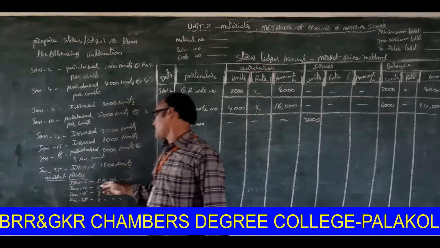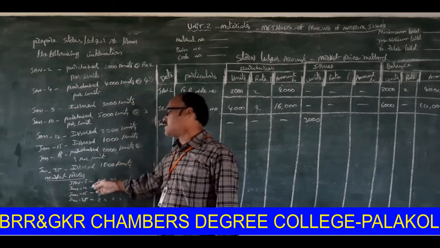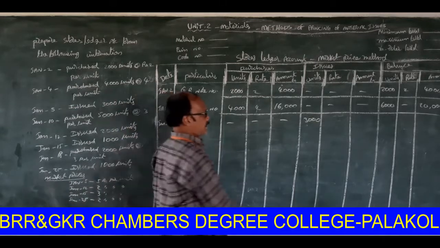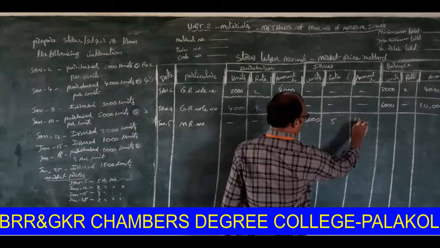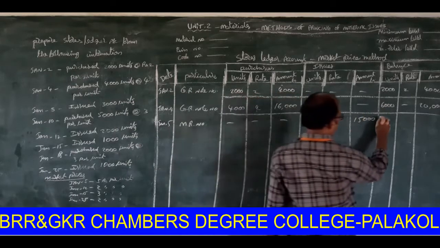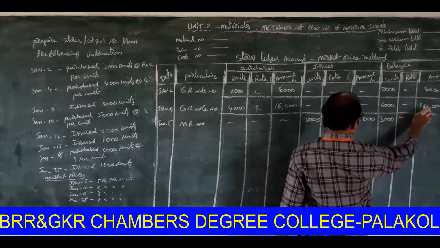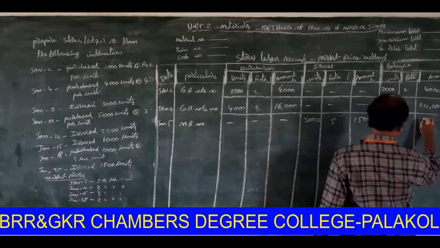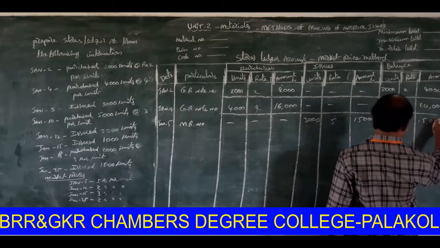So on January 5th, the market price per unit is 5 rupees. That's why 3000 into 5, 15,000. So 6,000 minus 3,000, 3,000. 20,000 minus 15,000, 5,000.